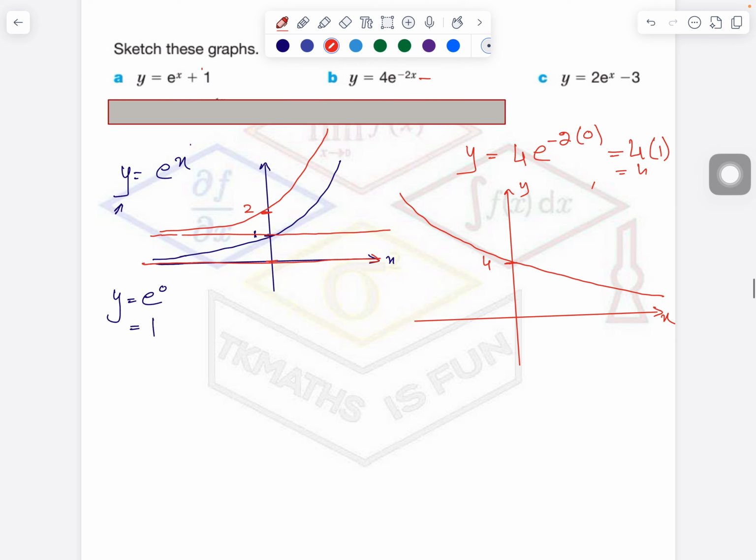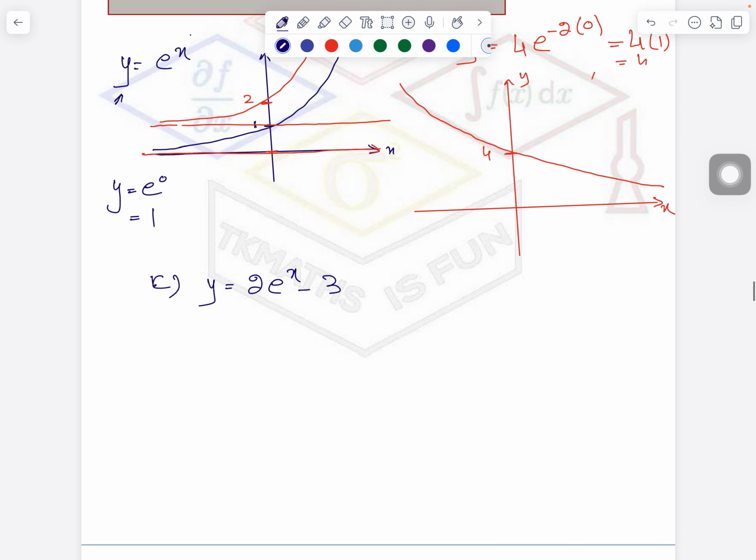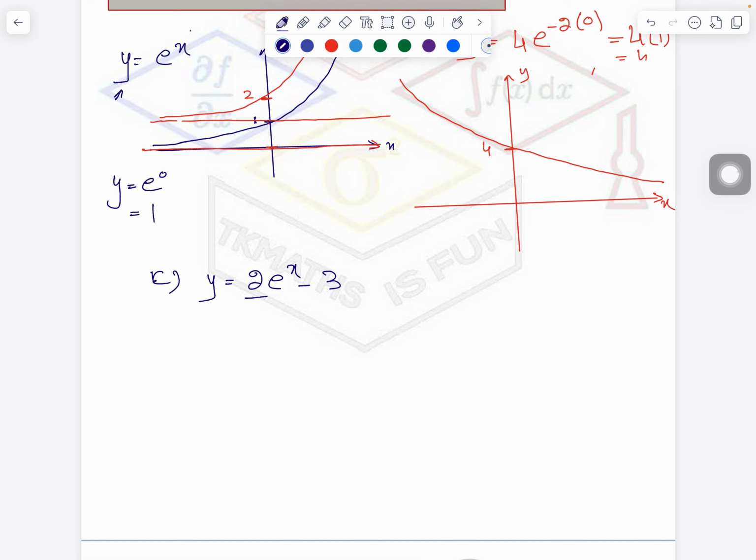Now let's see the C part. y is equal to 2 times e power x minus 3. So I can sketch this part first and then move the graph 3 units down, or I can do it directly also. Suppose this time I want to do it directly rather than stepwise, which was to sketch this and then move it 3 units down. Let me do this here and then I will do directly on the left side.